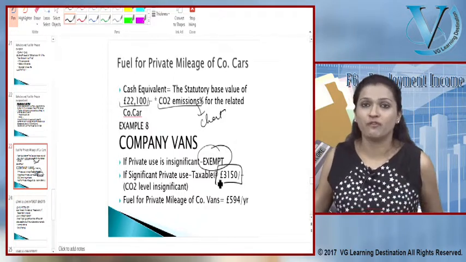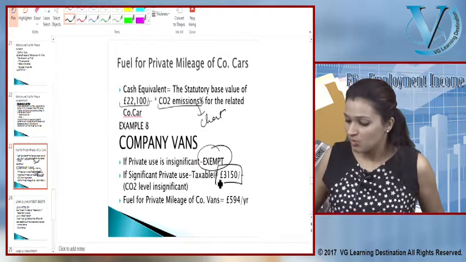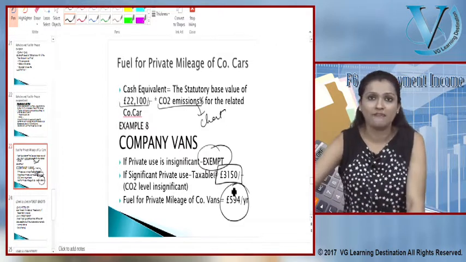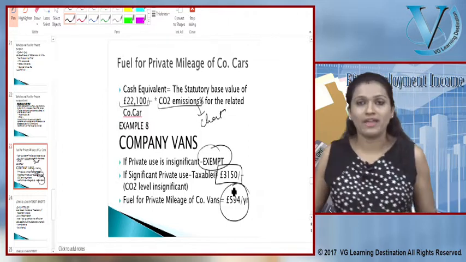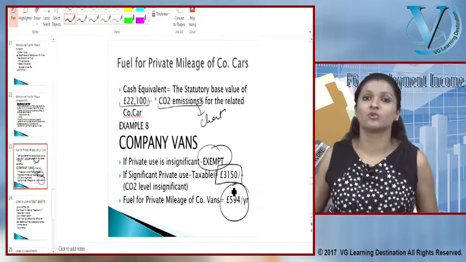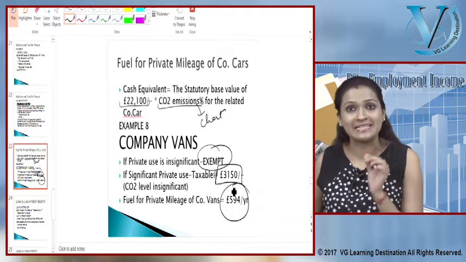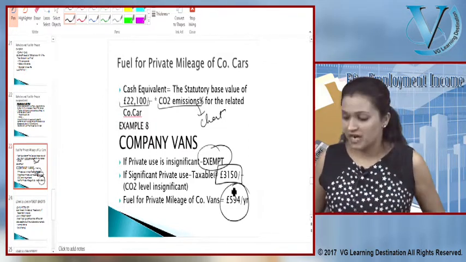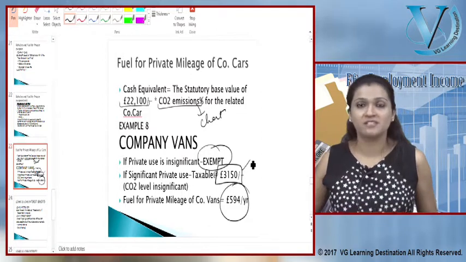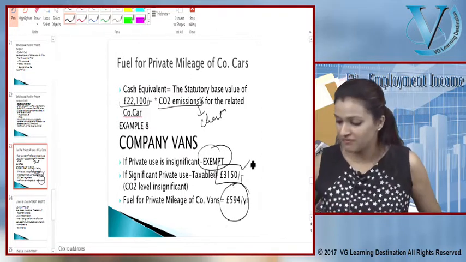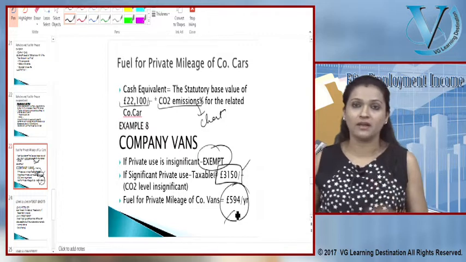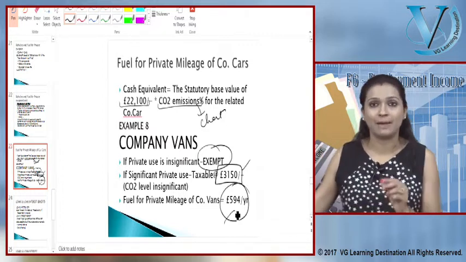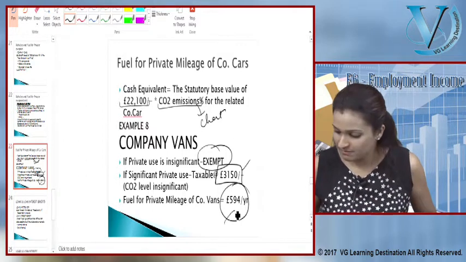What about fuel? For fuel, again, there is a fixed limit, which is 594 pounds per year that you have to pay tax upon. So if there's a company van given to you in the question and the private use is significant, then that is what you need to tax straight. First for usage, 3150, and for fuel 594 per year is what gets added as your assessable amount on the company van which has been provided to you.